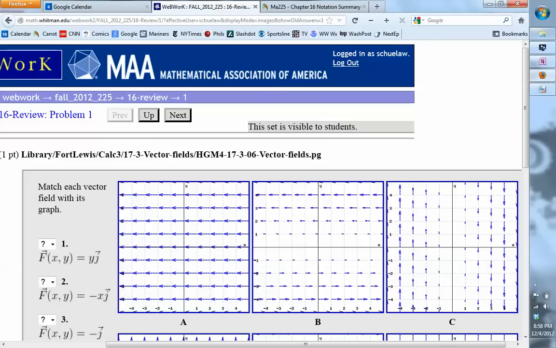And if it asks for flux, then you do a flux integral. If it asks for divergence or curl, then you just do divergence or curl.